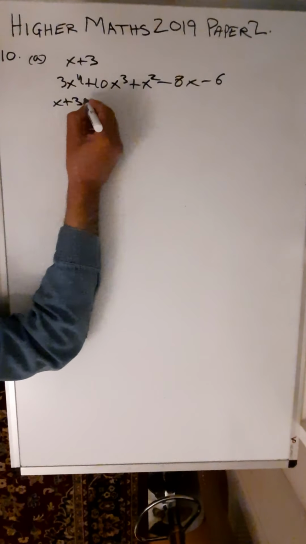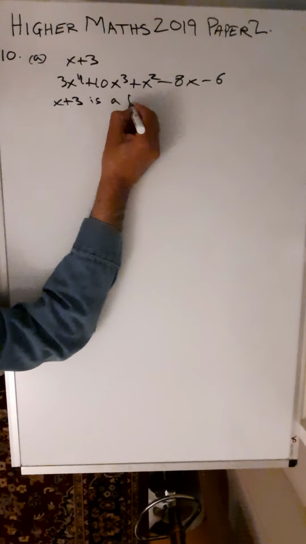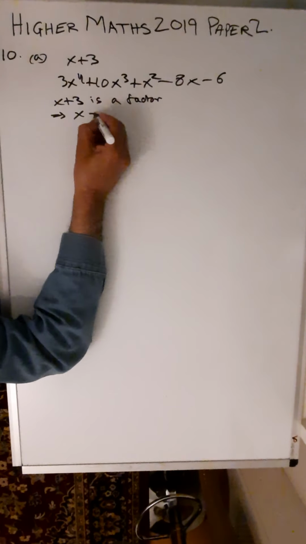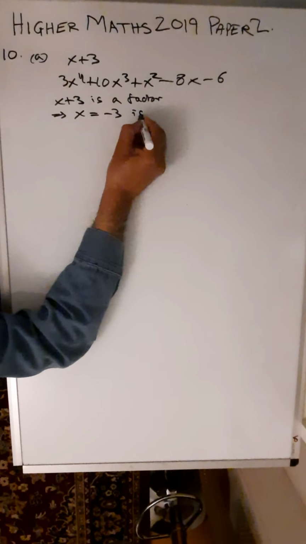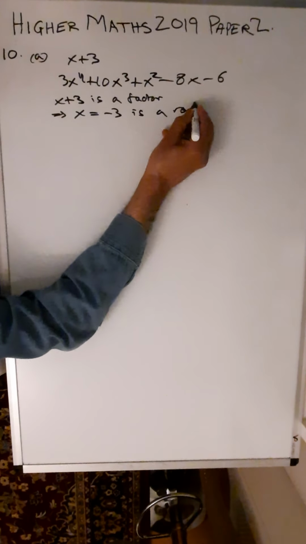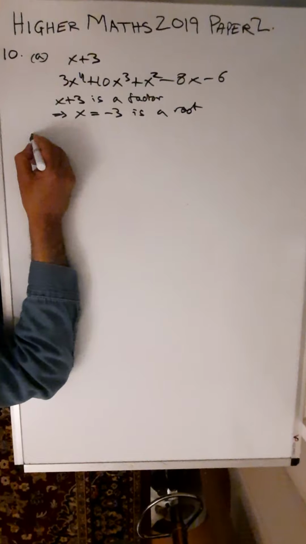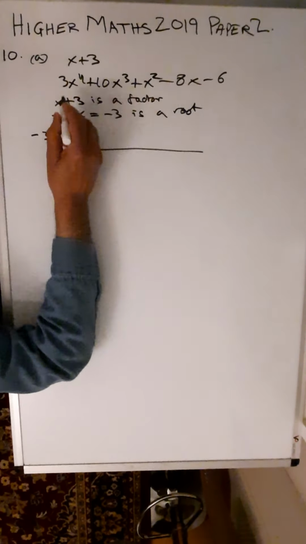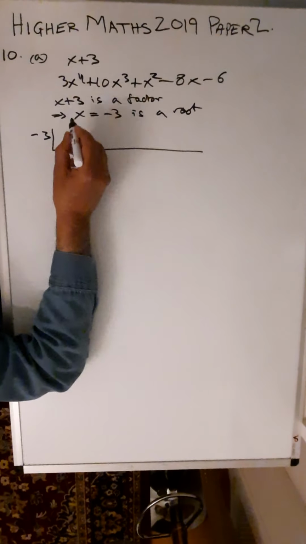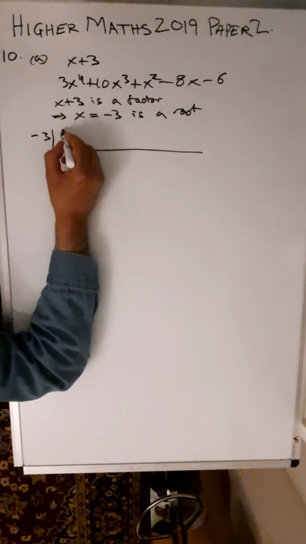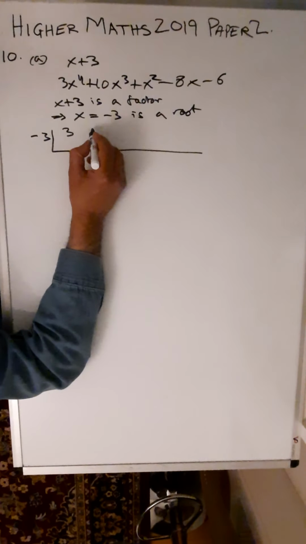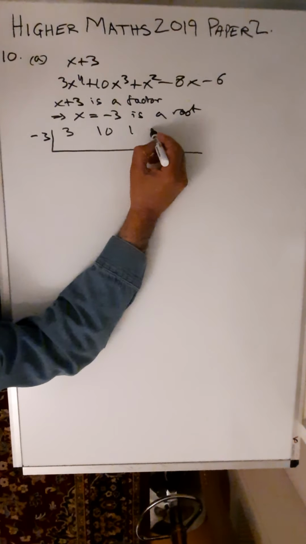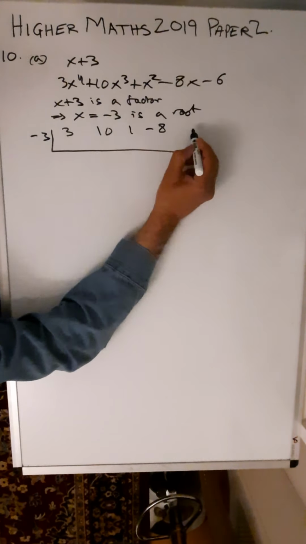x plus 3 is a factor implies that x equals minus 3 is a root. This is what you're going to use for your synthetic division. So minus 3 divided into the coefficients: x to the 4 is 3, x cubed is 10, x squared is 1, x is minus 8, and the constant is minus 6.